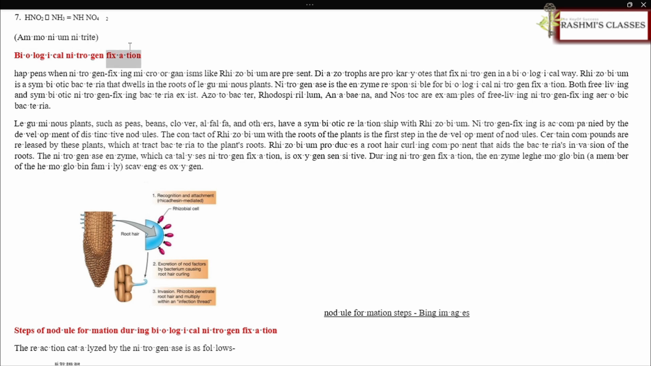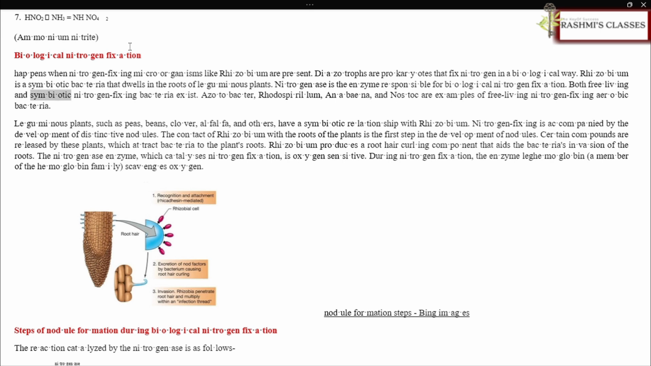Biological nitrogen fixation happens when nitrogen-fixing microorganisms like Rhizobium are present. Diazotrophs are prokaryotes that fix nitrogen in a biological way. Rhizobium is a symbiotic bacteria that dwells in the roots of leguminous plants. Nitrogenase is the enzyme responsible for biological nitrogen fixation.